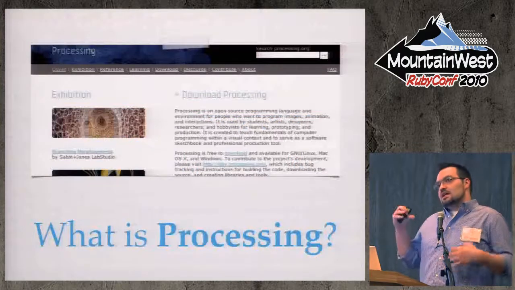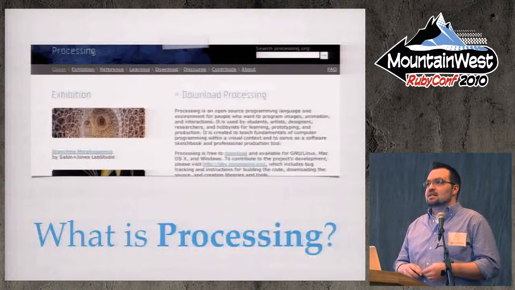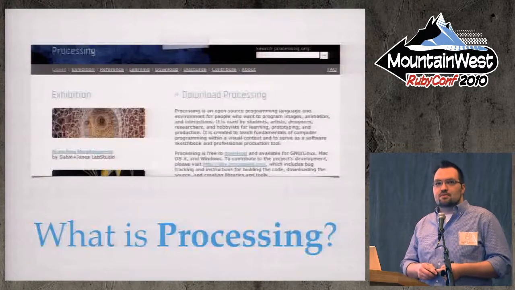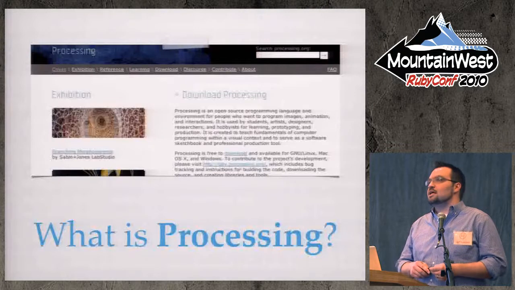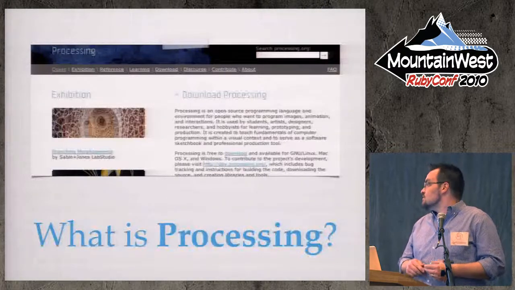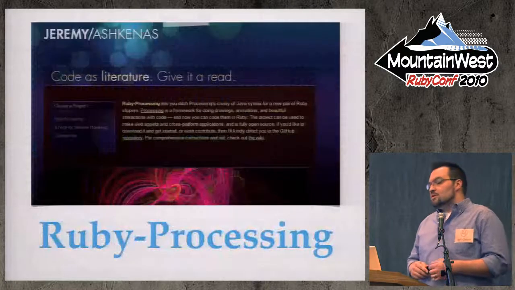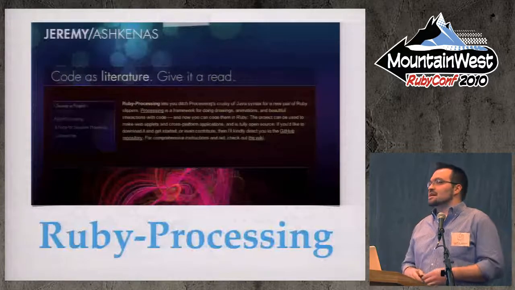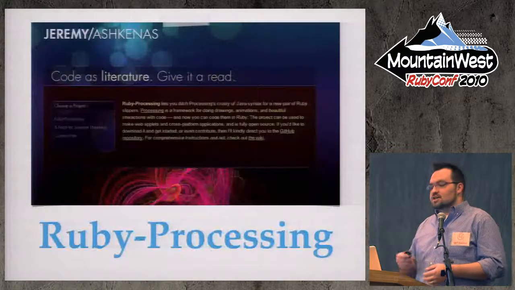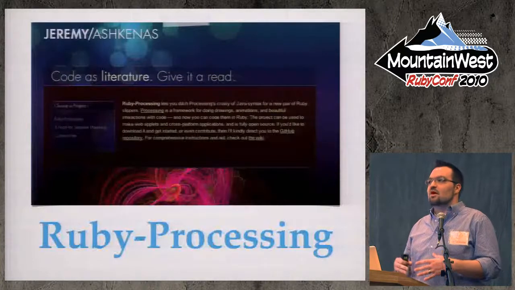It is a library built on top of Java. It's a simplified programming language, particularly built for people interested in creating art. So that's 2D, 3D, music, video, interactive, all these kinds of things. Ruby processing takes processing and wraps it in a nice Ruby shell. Jeremy Ashkenas has put it together pretty much as a one-man show. It's an extremely small community.